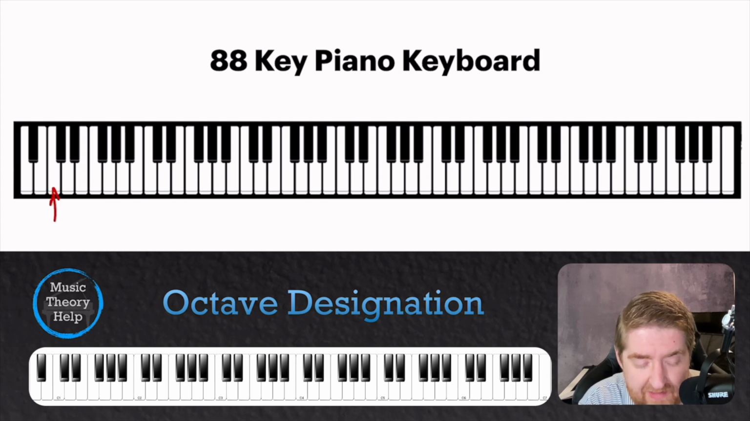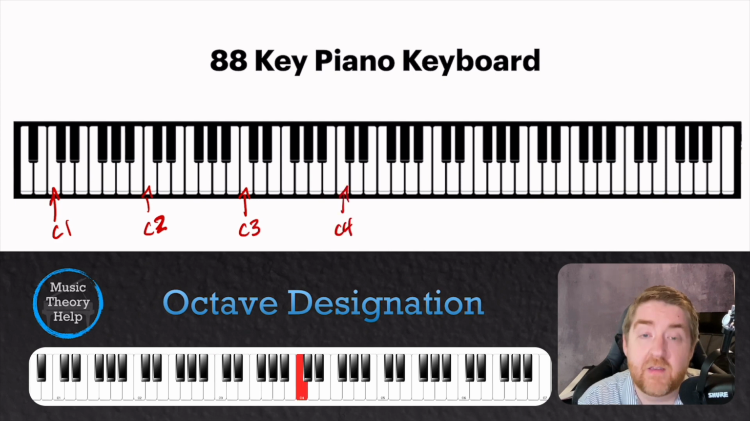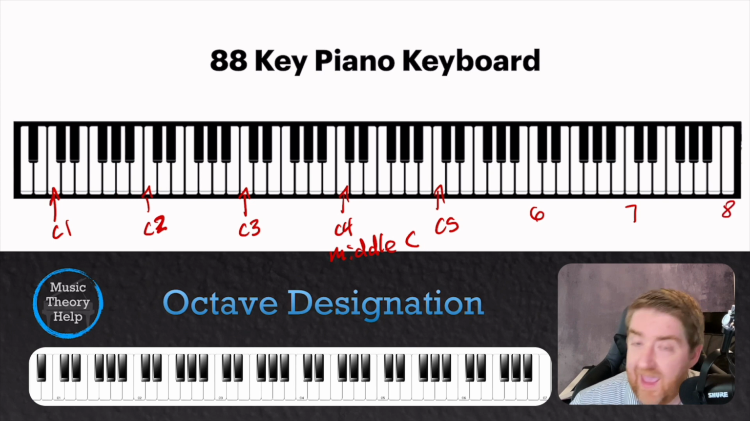The lowest C on the keyboard is this one right here. It's called C1. An octave higher, we have C2 and C3, C4. This is also called middle C. Middle C is important, especially as we look at pitches in bass clef and treble clef. C5, C6, C7, and the highest key on the piano is C8.